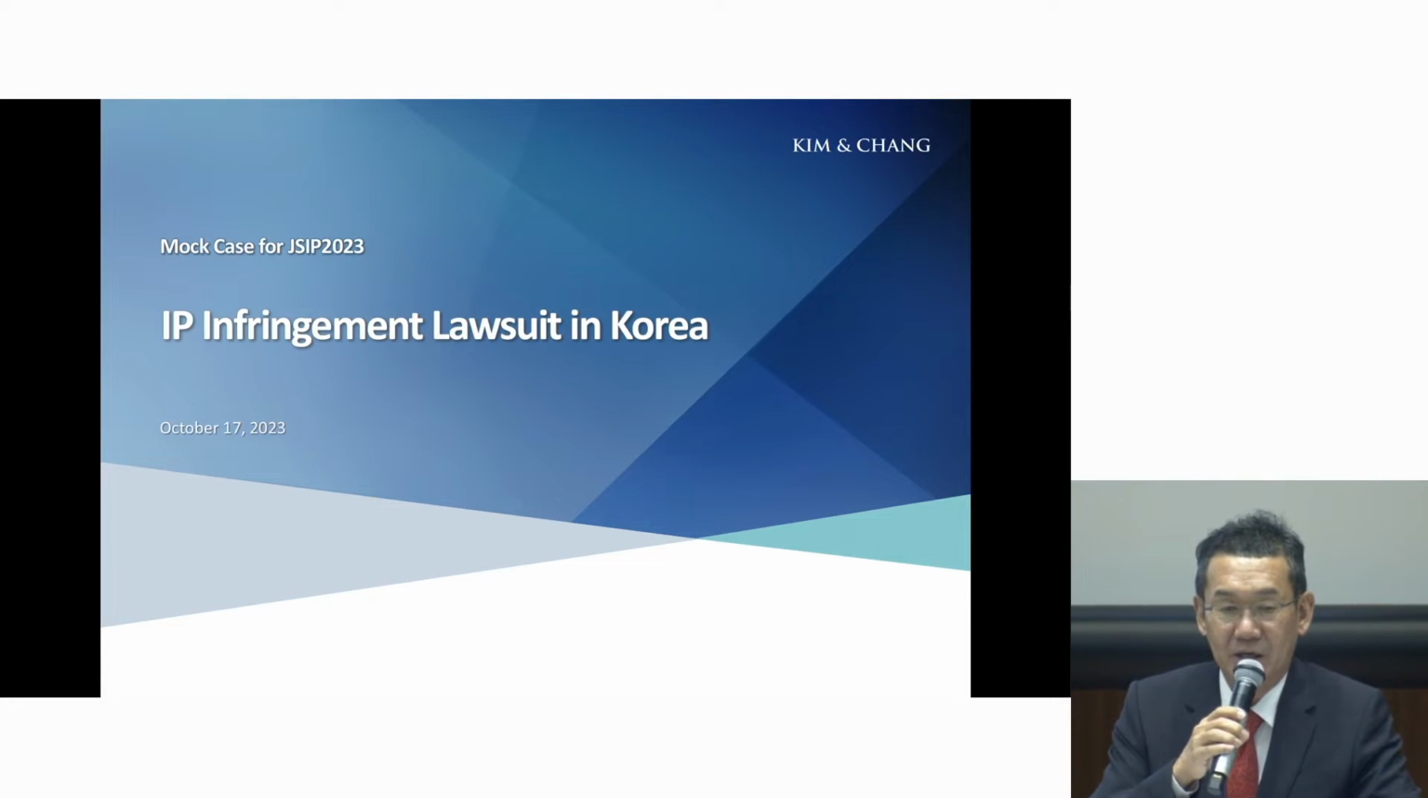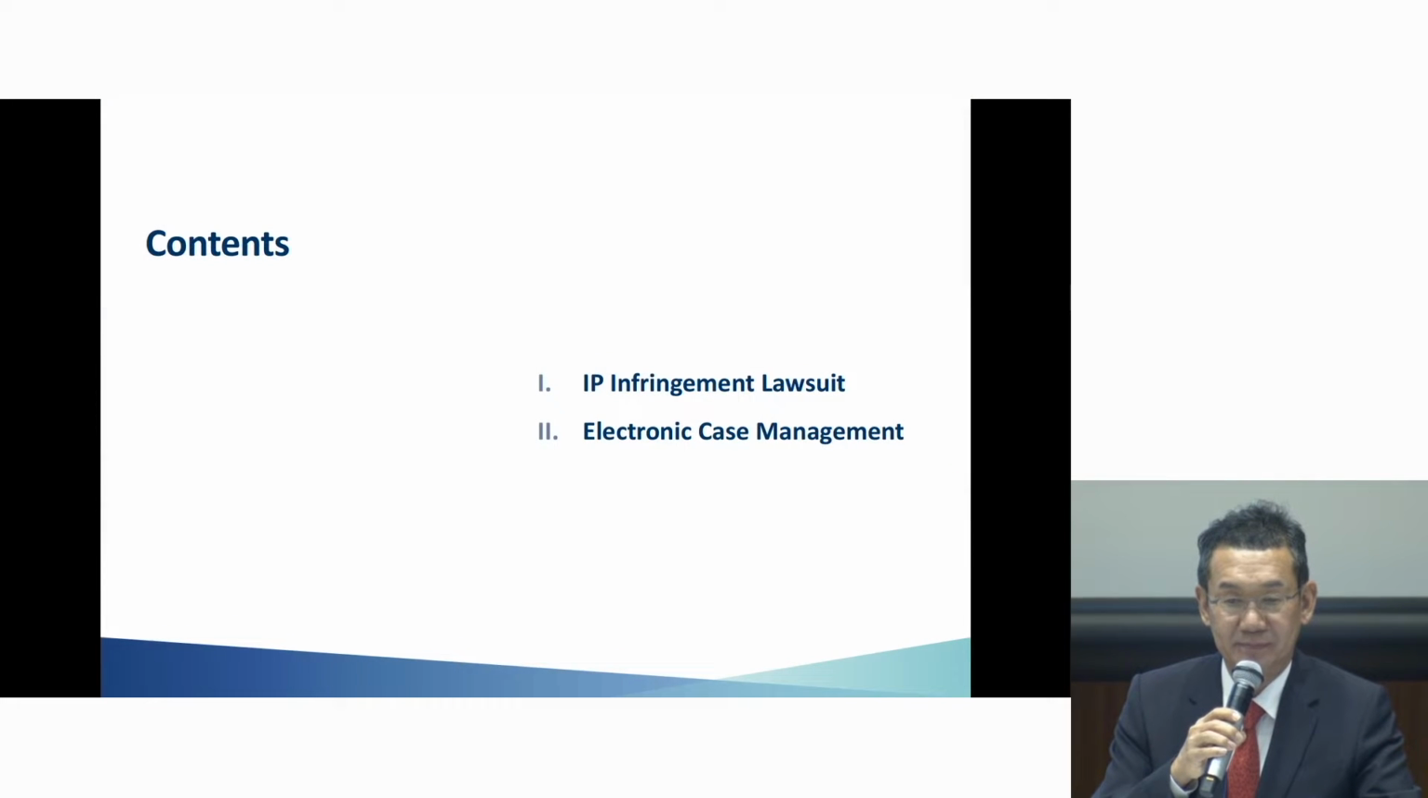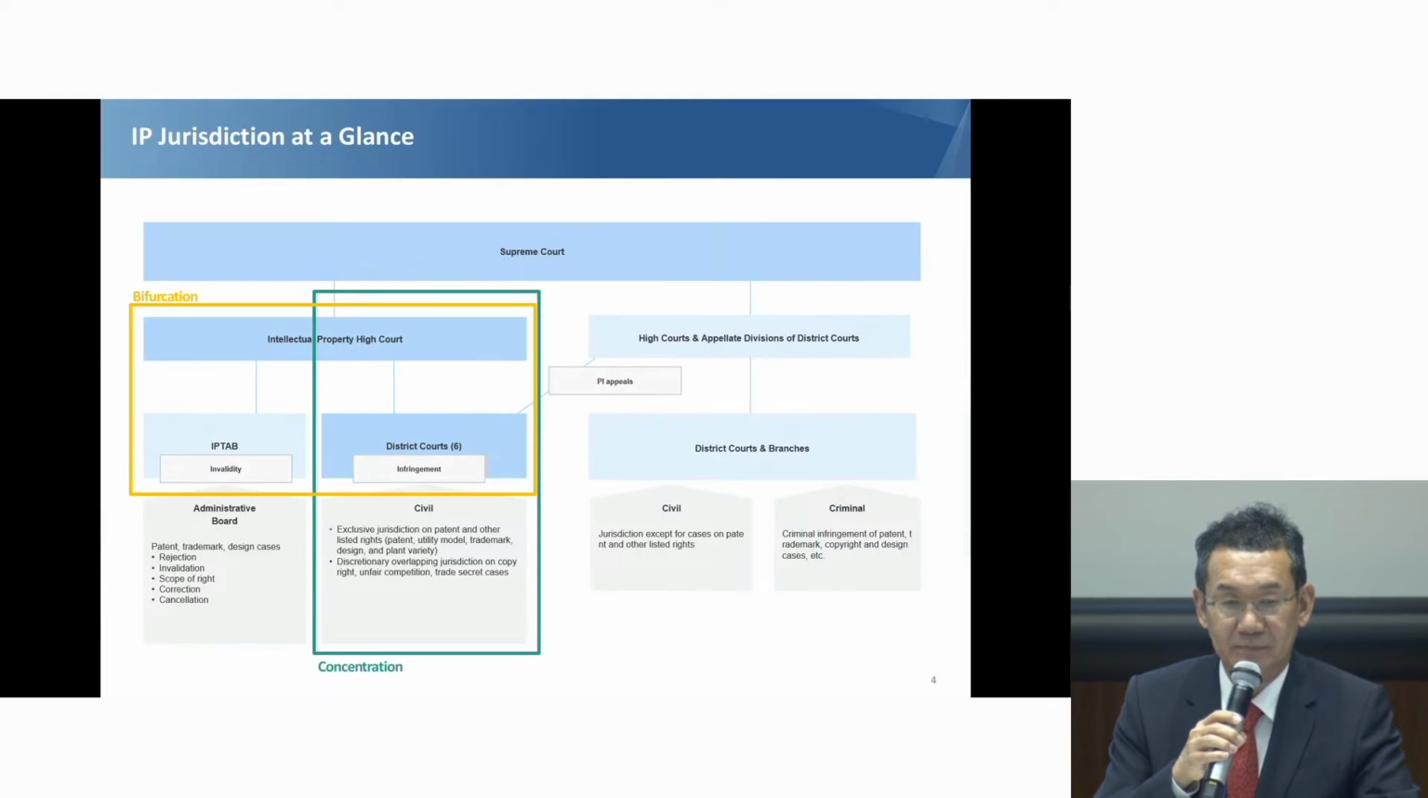Thank you. I will give you a brief presentation on the IP infringement lawsuit in Korea in general. IP jurisdiction at a glance. At the top of the judicial system, we have the Supreme Court. The basic system is quite similar to the one explained by Judge Honda just before. So we do have the IP High Court, and below that, IP TAP.